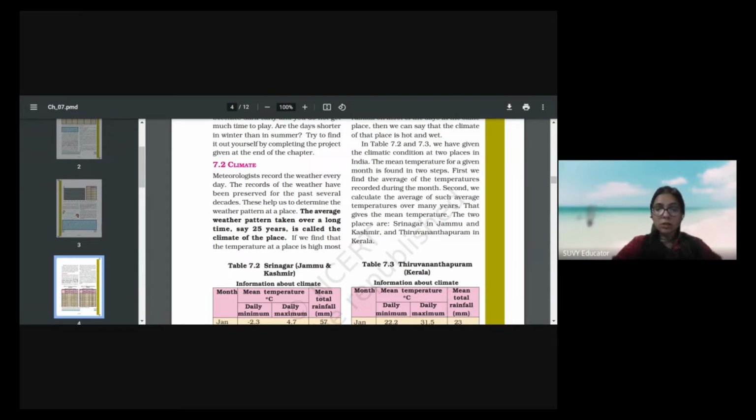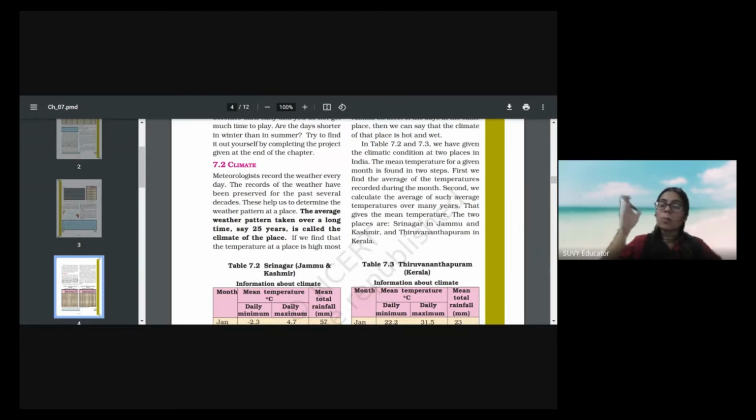So in a particular area, suppose we are moving to desert regions. It is the average weather of that desert, and how long will we calculate the average? About 25 to 30 years. Okay, so during the 25 to 30 years, the whole average pattern will be calculated, and that is called the climate of the place. In the desert region it is always hot, so the climate of the desert is hot.